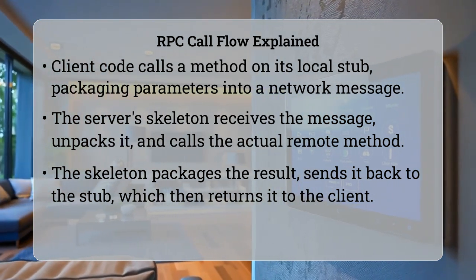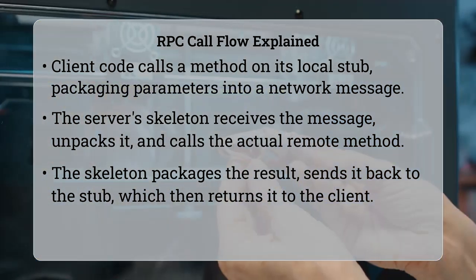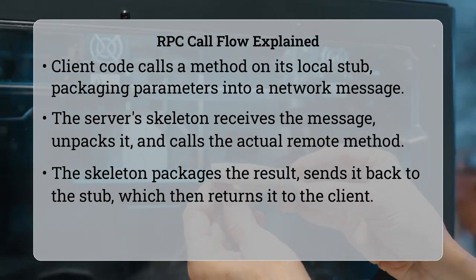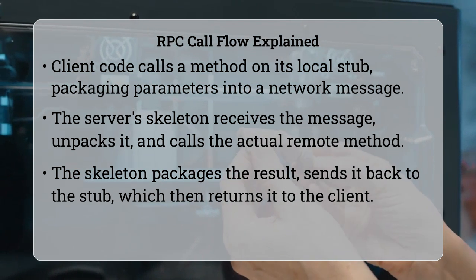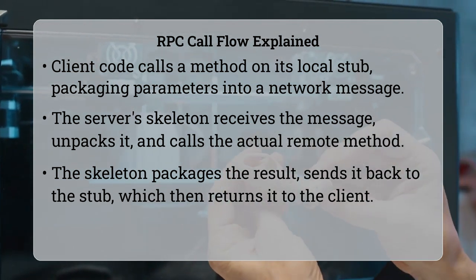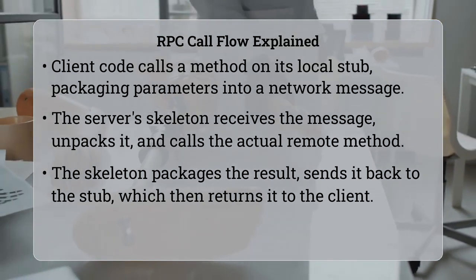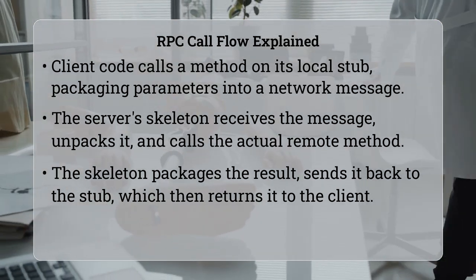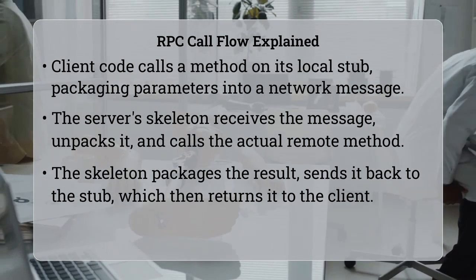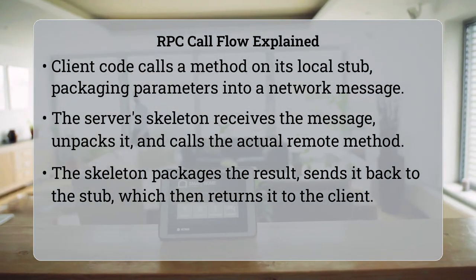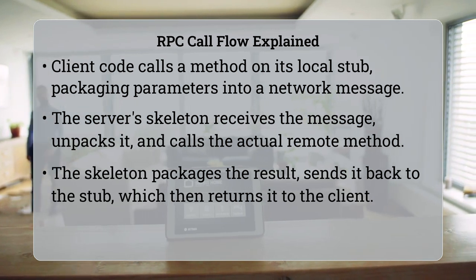Third, the skeleton receives the message, unpacks it, and locates the actual method on the remote service implementation that corresponds to the client's request. Fourth, the skeleton invokes that method, passing along the recovered arguments. Finally, once the remote method completes, the skeleton packages its return value and sends it back to the client stub, which then returns the result to the original client application.